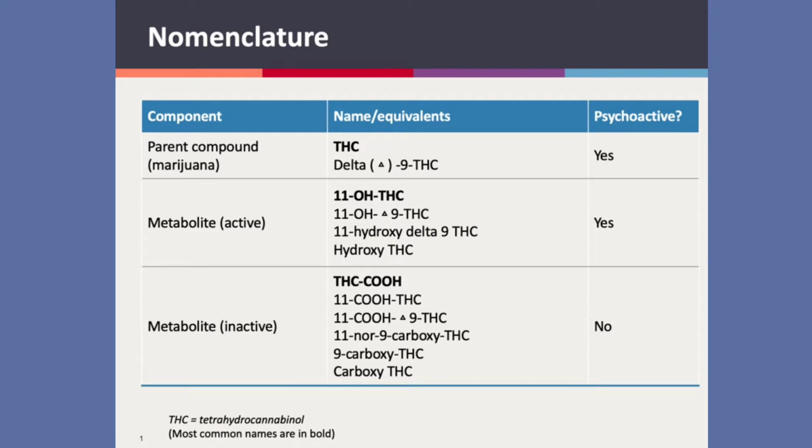And then there's two major metabolites of THC. Now there's actually over 100 metabolites, but there's two that we are typically measuring. And the first one is 11-OH-THC. It might also be spelled out as 11-hydroxy-THC or just hydroxy-THC. This is an active metabolite. So a metabolite is a breakdown product of a drug. And this particular metabolite is active, meaning it has effects, it has psychoactive effects, just like the parent compound THC does.